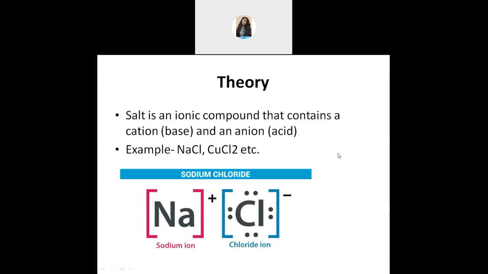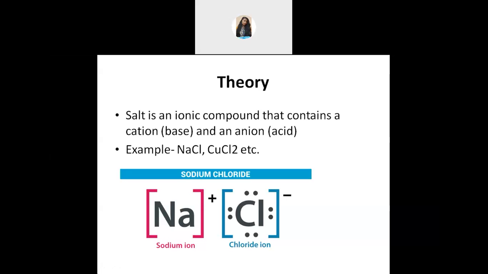So the theory of this experiment: salt is an ionic compound that contains a cation as a basic part and an anion as an acidic part. Okay, so some examples of salt are sodium chloride, copper chloride, etc. You can search in Google. Some other salts are available there. So you have to know at least four to five salts. I have given you here two salts only. So I will give you the PDF in the WhatsApp group. You can take a screenshot if you like, and if you don't like, then leave it.